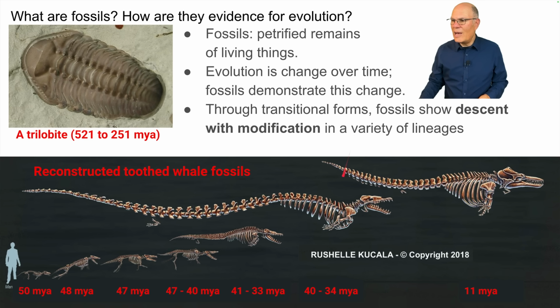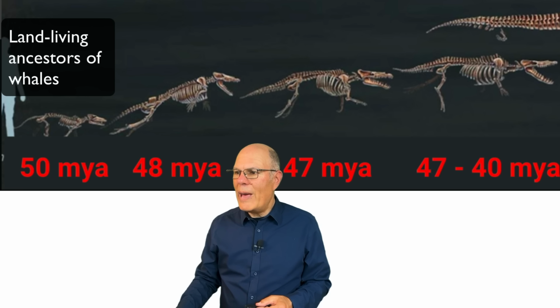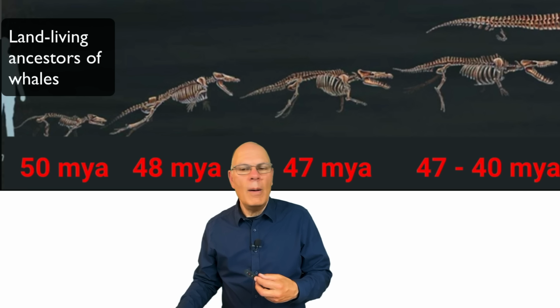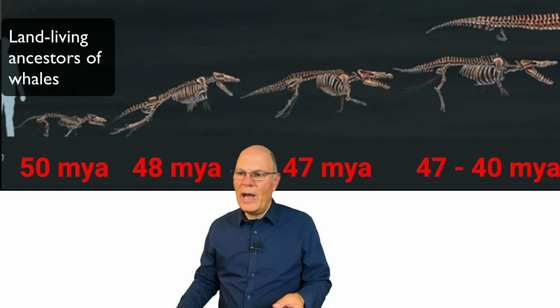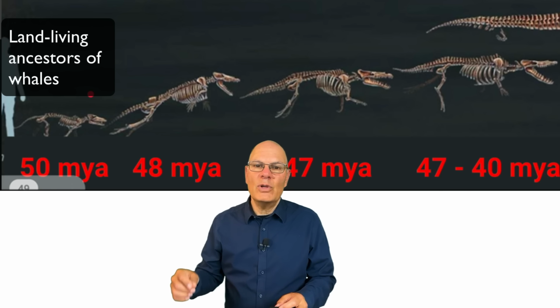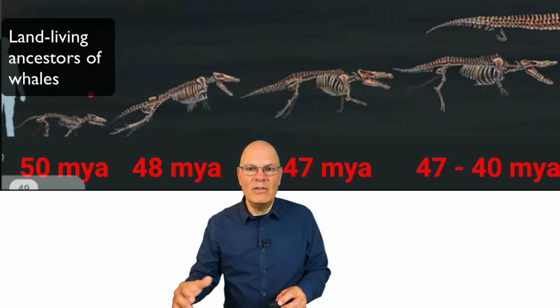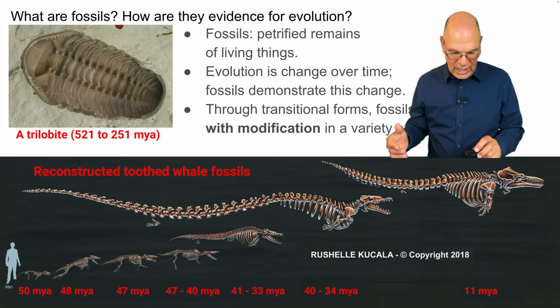Now, this example over here is an artistic rendition, but it makes the point, which is that as you go back in time, you don't find modern whales. You find the ancestors of whales who have features that indicate that whales evolved from animals that once were mammals that lived on land, that over time adapted to an aquatic lifestyle.